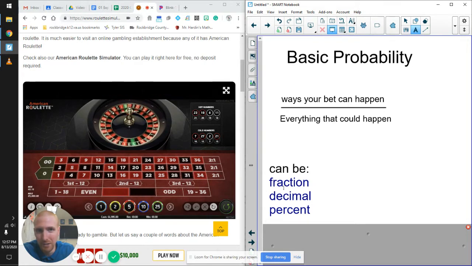Usually we're going to leave it as a fraction in here. It seems to work better for most things we do, but you're going to use a calculator anyway, so don't be afraid to use a percent or decimal if you'd rather go that route. It's fine with me.